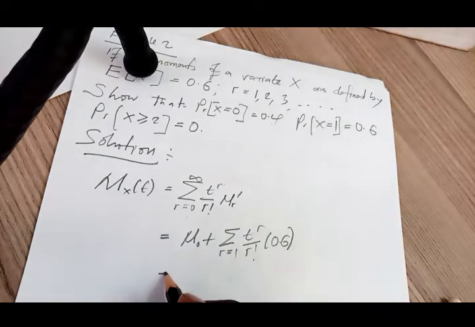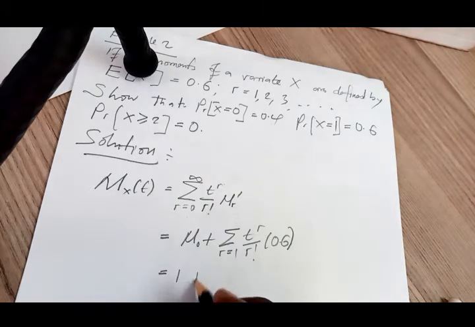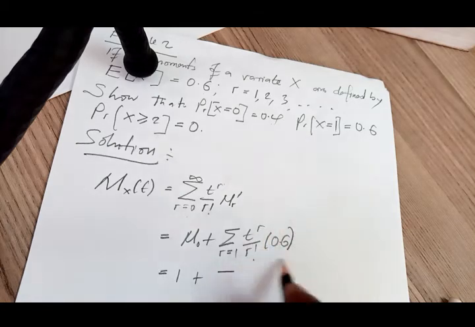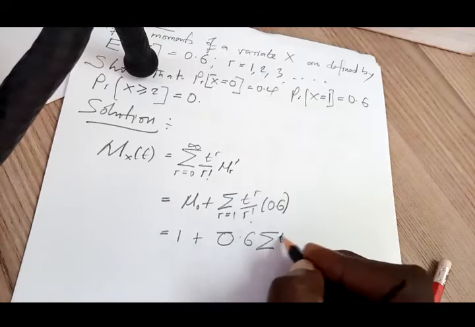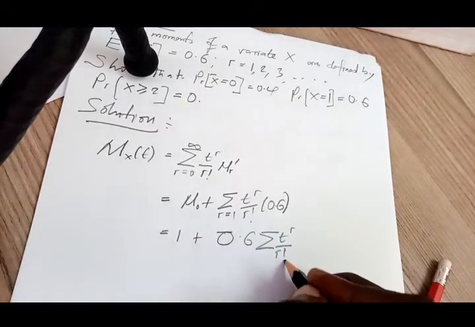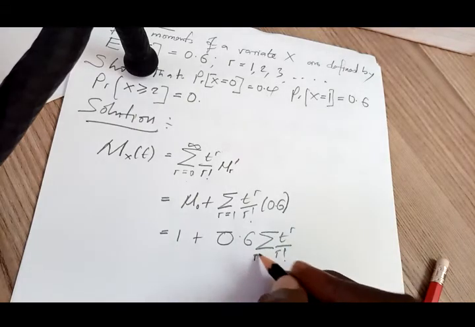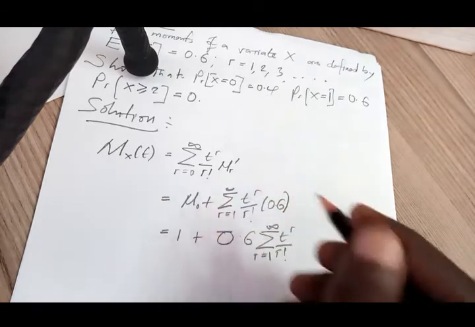So this gives mu naught at the origin, which we take as 1, plus the summation. Since 0.6 is a constant and is not affected by the summation, we could take it out. So it's going to be 0.6 times the summation of t to the power r over r factorial, where r is starting from 1 up to infinity.